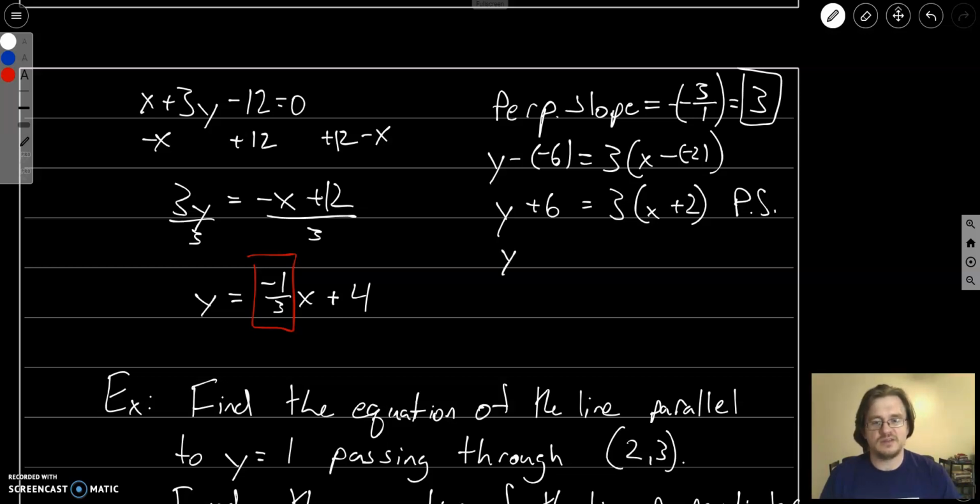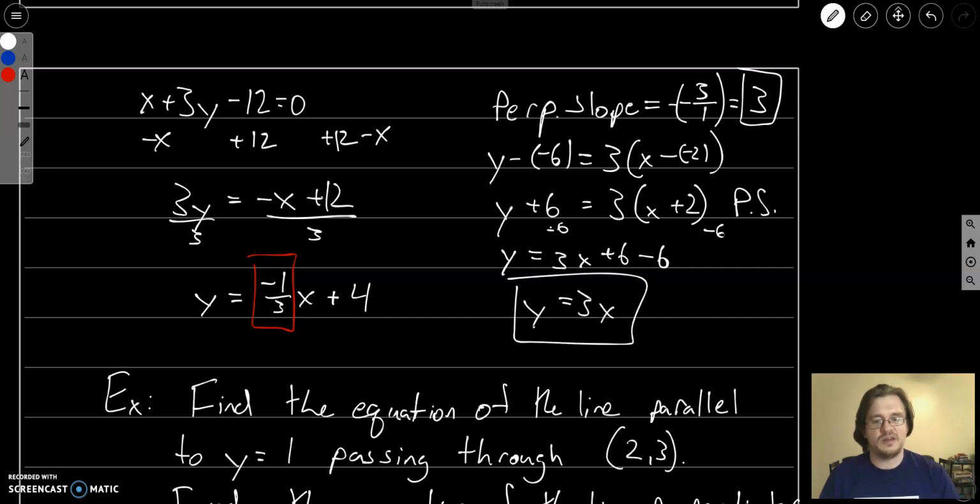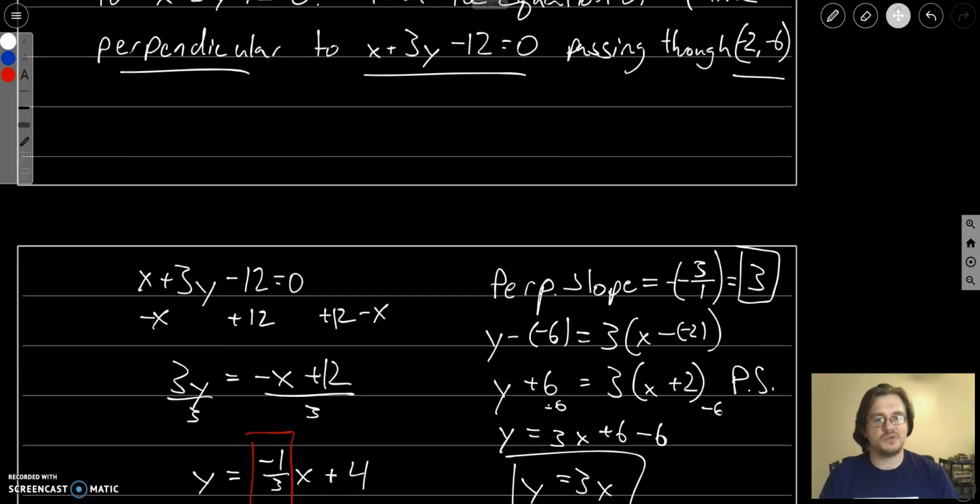So if we solve for y, if I subtract 6 from both sides and distribute the 3, I get y is equal to 3x plus 6 minus 6. So y is equal to 3x. So this line here is going to be perpendicular to this line, and it passes through the point -2, -6.